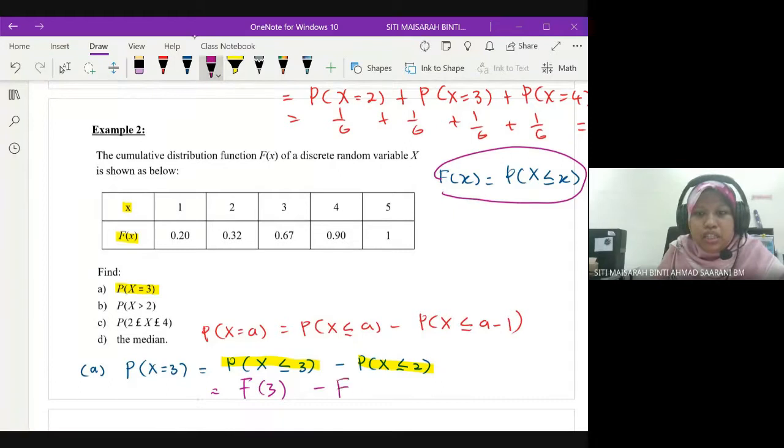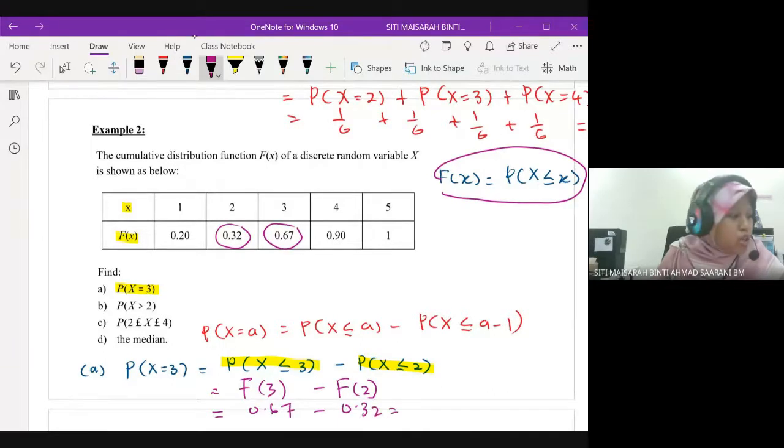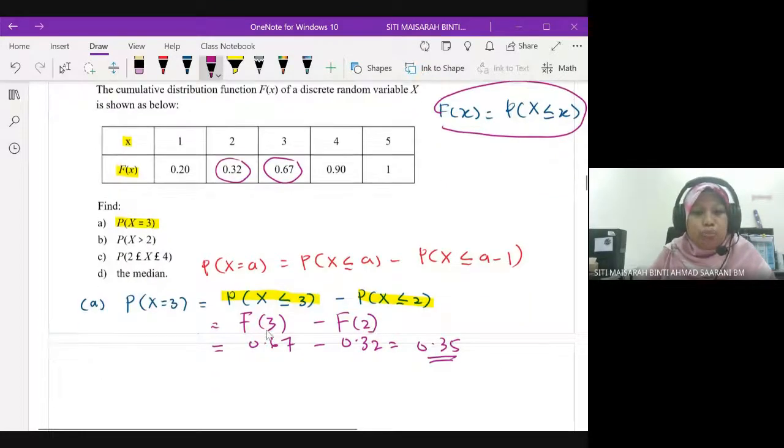So F3 minus dengan F2. F3 kat sini kita boleh baca is 0.67 minus dengan F2 0.32. So then we calculate, we get 0.35. So jadi probability of X equals to 3 is 0.35. So jadi dia punya kiraan dia is actually F3 tolak F2. Kita dapat F3 ni sebab based on probability X equals to a is equal to probability X less or equal to a minus probability X less or equal to a tolak 1. So then we get F3 minus F2.